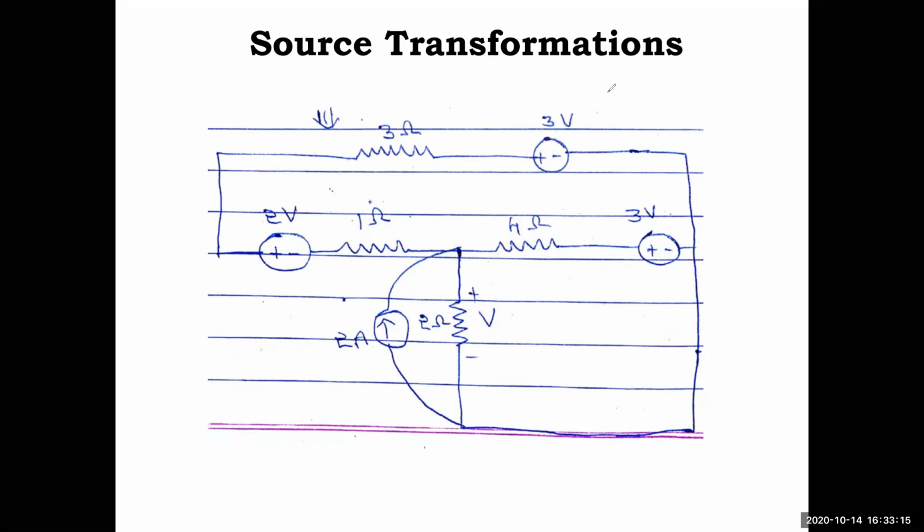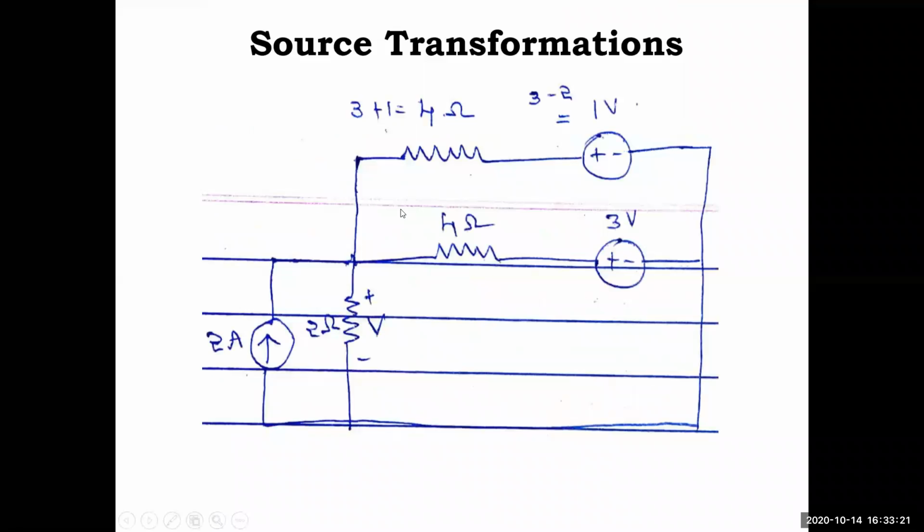So try to think. Okay, go through the concept. If you have not understood, it is very simple. Okay, so now topology wise we have connected like this. Instead of going round, so now we have made simplified. 3 plus 1, 4 ohm came, and 3 minus 2, 1 volt. Okay, so that is what this is about. Whichever is having highest value, that same notation we have kept. So this was there earlier, 4 ohm 3 volt.